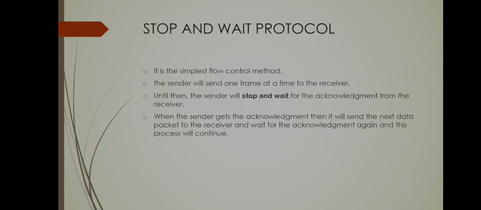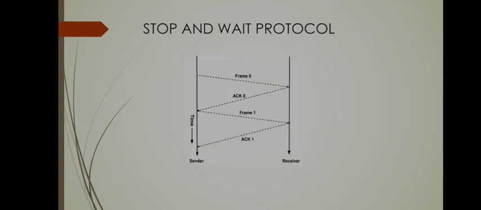Stop and wait protocol. In this, the sender will stop and wait for the acknowledgement from the receiver. It is the simplest flow control. Here, only one frame will be sent at a time. After getting acknowledgement from the receiver, the sender will send the next frame. In this diagram, frame 0 is sent and the receiver is giving the acknowledgement. Then only frame 1 is sent by the sender.